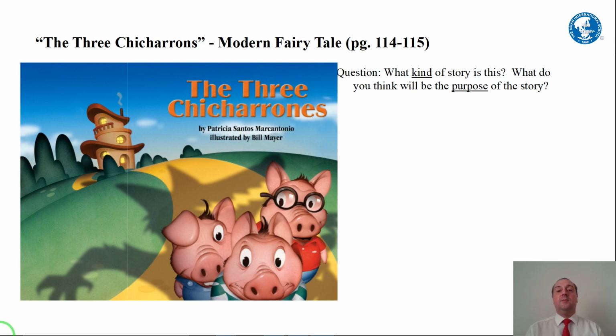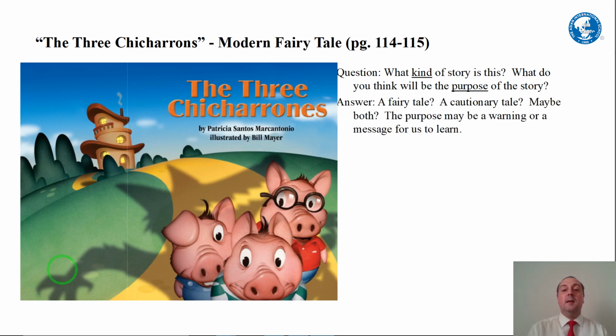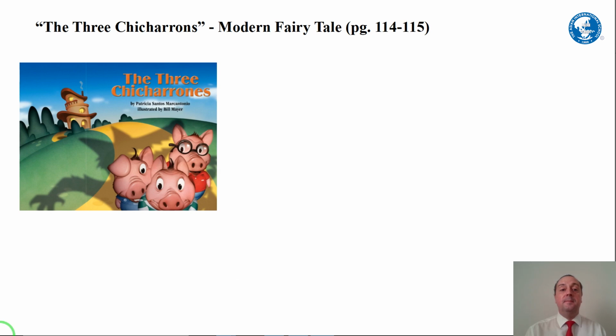So, here's the question for you. What kind of story is this? And what do you think will be the purpose of the story? Here's what I think. It could be a fairy tale. It could be a cautionary tale. Maybe both. We don't know until we've read this story. We can tell from the picture we have some context clues. The purpose may be a warning, or it may be a message for us to learn. Or maybe it's both. We'll find out at the end.